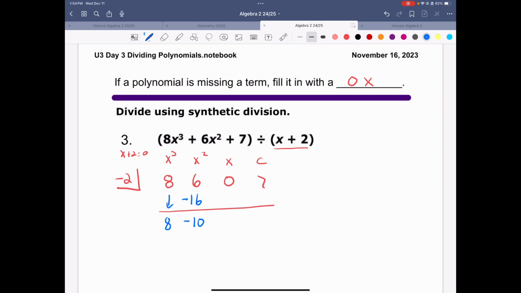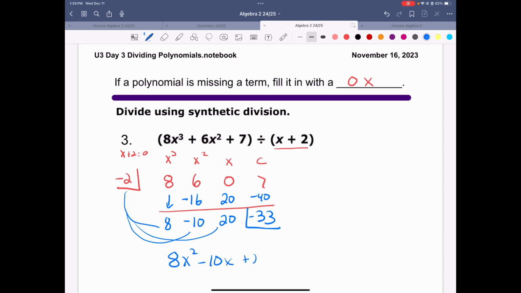Negative 2 times negative 10, remember we're multiplying these. That's 20. 0 plus 20 is 20. Negative 2 times 20 is negative 40. So that's negative 33. That's my remainder. So our solution, we started with x to the 3rd, so now it's 8x squared minus 10x plus 20 minus 33 over x plus 2. And that's our solution. Okay.